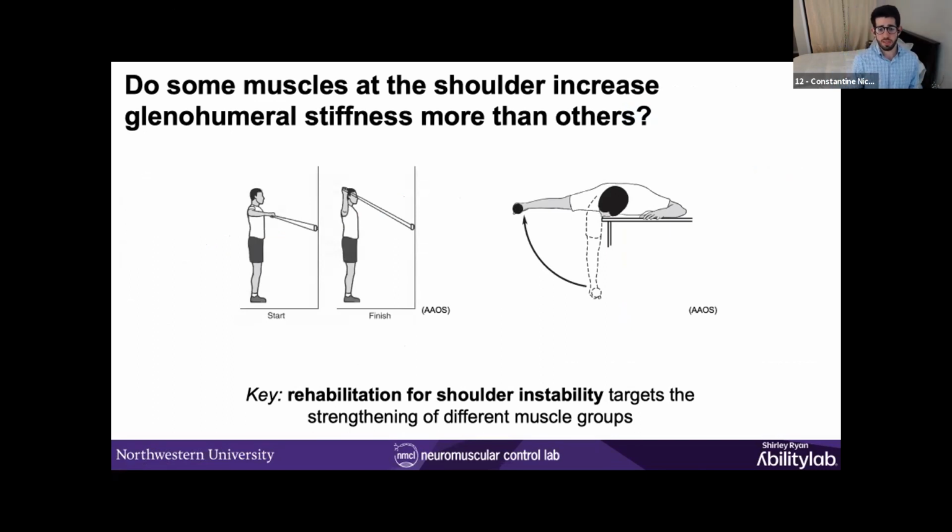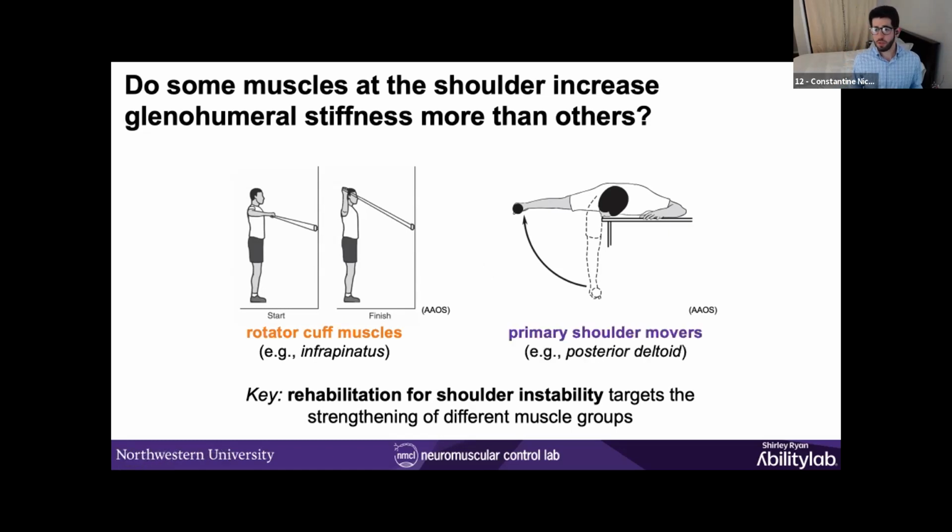Two important groups that are considered in rehabilitation, one are the rotator cuff muscles, which are prioritized because they're recognized as the primary active stabilizers, but also primary shoulder movers, which must be strengthened to augment torque generating tasks, but may also actively destabilize the joint. Our long-term goal is to ensure we're targeting the most efficient stabilizing muscles during rehabilitation for shoulder instability.